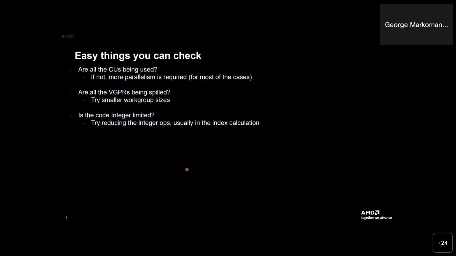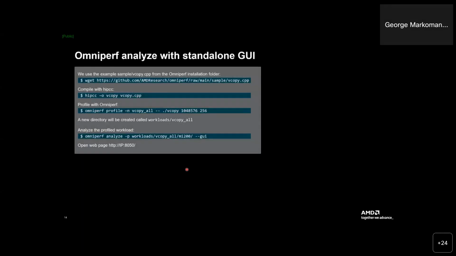Easy things you can check. Are all the compute units being used? If not, more parallelism is required. Are all the vector registers being spilled? Then use smaller workgroup sizes. Is the code integer limited? Try reducing the integer operations, usually in the index calculation. So there are a few things you can check, let's say, fast.